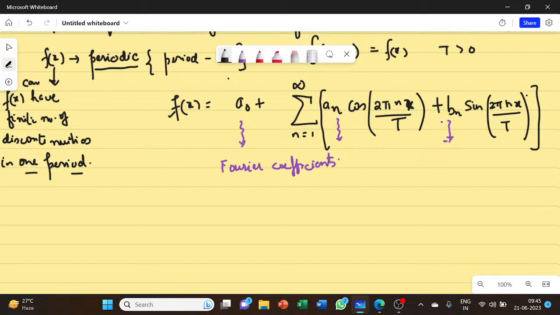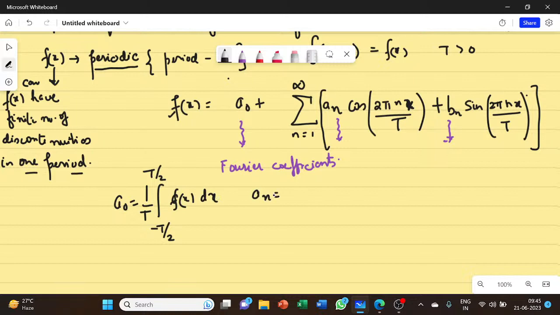In order to find a_n and b_n, multiply both sides by sine of 2πnx upon T. And in order to extract a naught, we just integrate it from minus T by 2 to plus T by 2. So that I'll write here. What will be a naught? I think this is something that you know again. This is integral from minus T by 2 to plus T by 2, 1 upon T, and then you can write f of x dx.